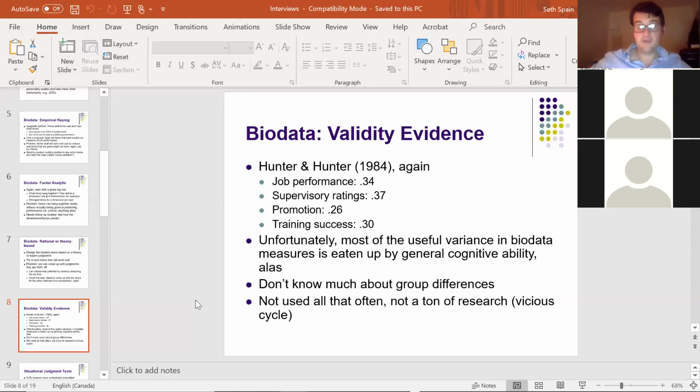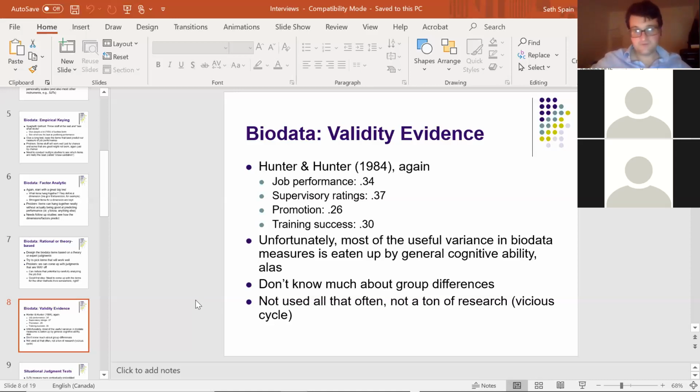It tends to improve the validity. That's something people first started publishing on around 2007, 2008. So when we're looking at validity now, if people use really well-developed biodata measures, it can be better than these numbers are. But again, people don't use it a ton, or at least they don't use it systematically.